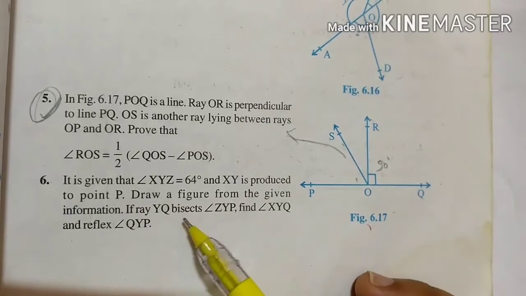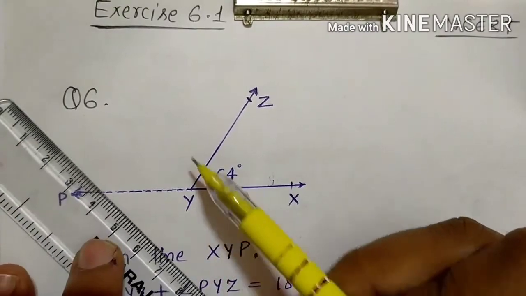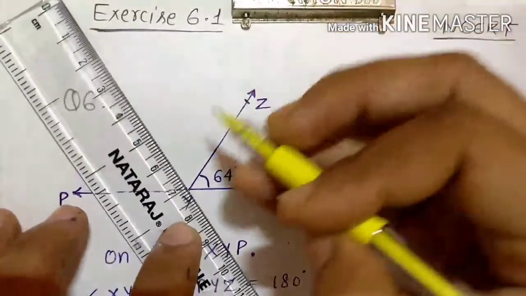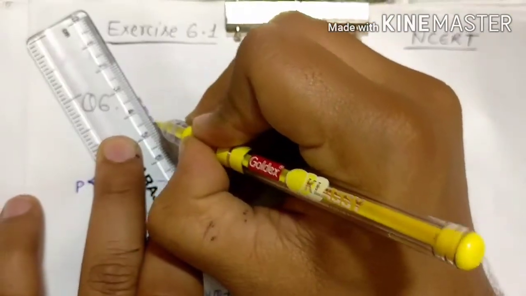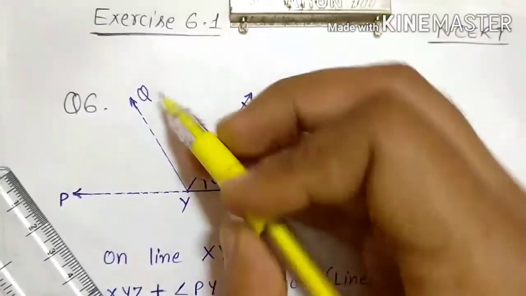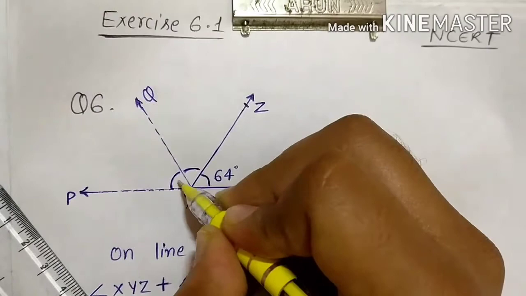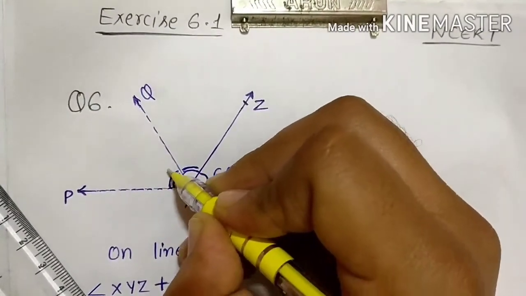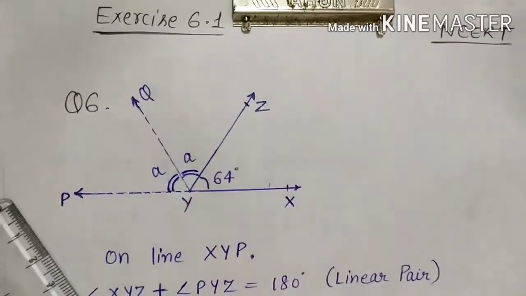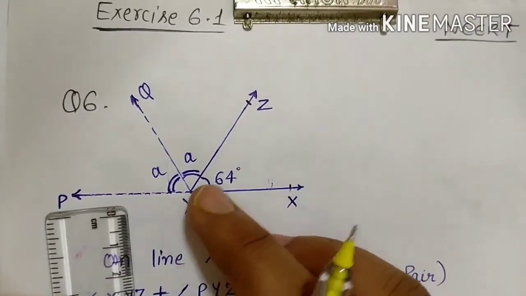If ray YQ bisects angle ZYP, now see YQ. We have to draw a ray YQ here, in such a way that it bisects angle ZYP. So we can draw it in this way. This ray is Q. So it is ray YQ which is bisecting. It means this angle is equal to this angle. Whatever this angle is, the same angle is this one also. We can assume this is A and this is also A. Both will be the same as YQ is bisecting in equal parts. Bisect means dividing in equal parts.